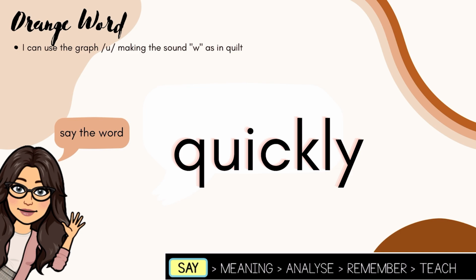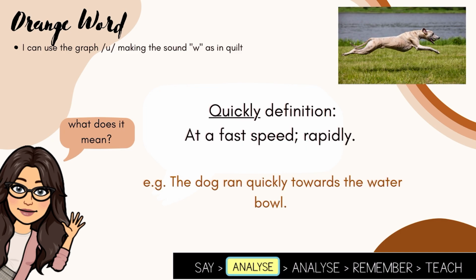All right, the next word we are looking at is quickly, and this word comes from our orange word list. So say the word quickly. Quickly means at a fast speed or rapidly. Rapidly is a synonym of quickly, and we all know that a synonym means a similar word, okay? It has a similar meaning.